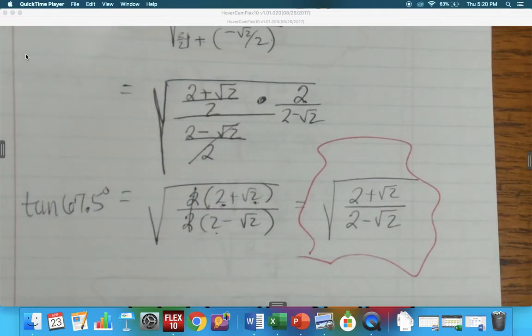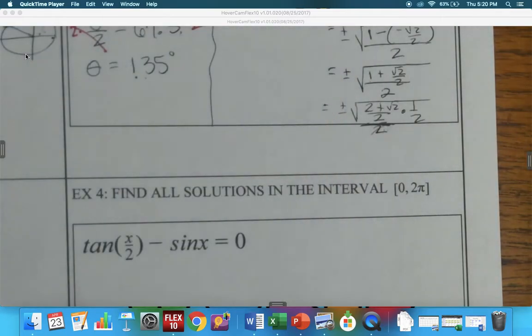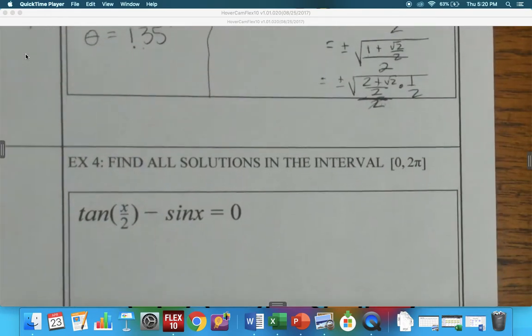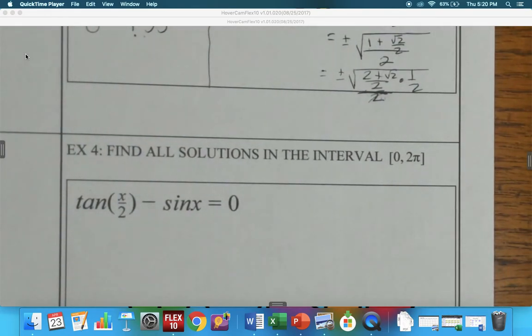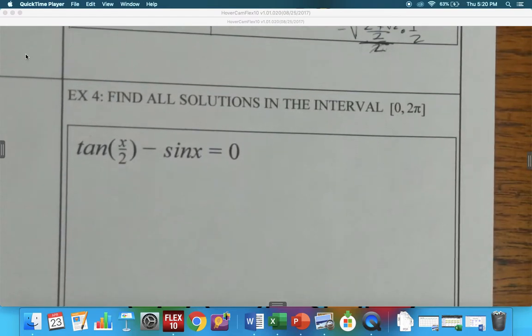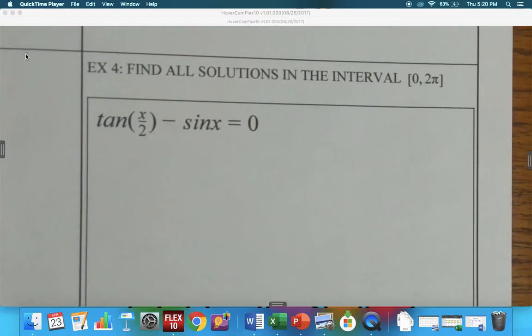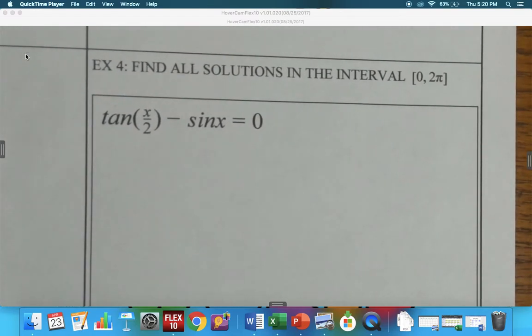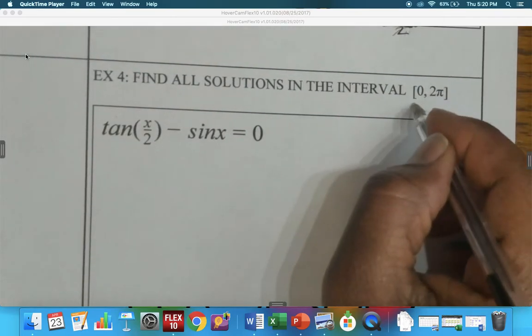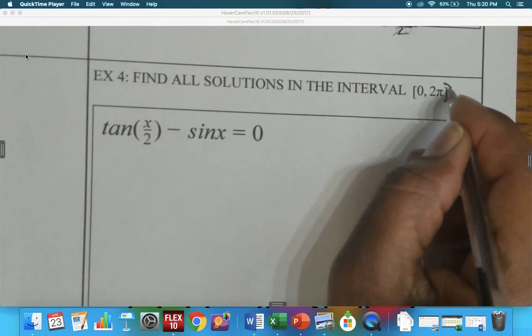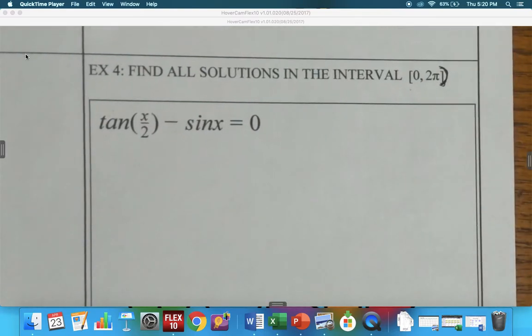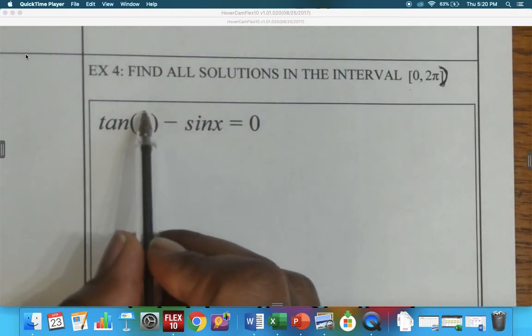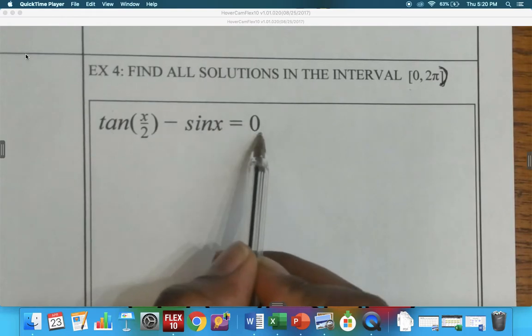All right, and lastly, let's look at one more example for this section, and then you guys will have a test next week on chapter 5. It says, find all the solutions in the interval from 0 to 2 pi, in parentheses, of tan of x over 2 minus sine of x equals 0.